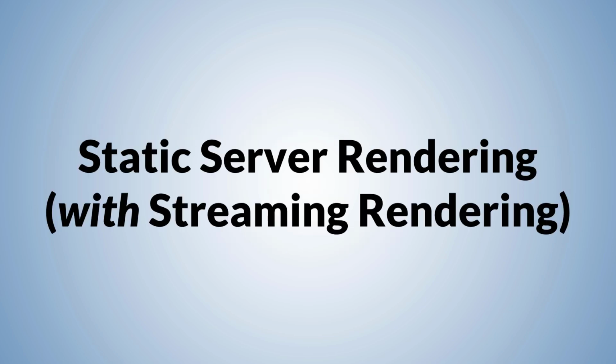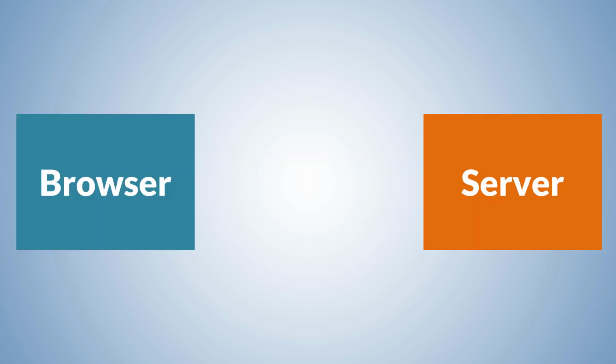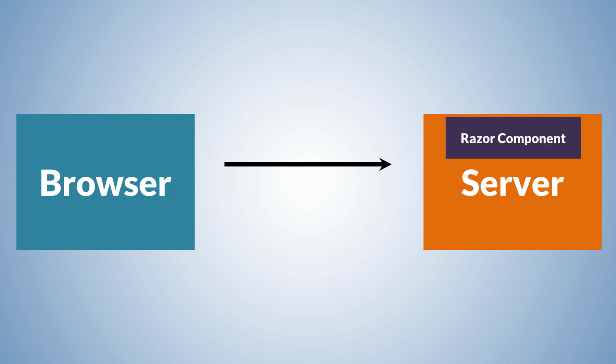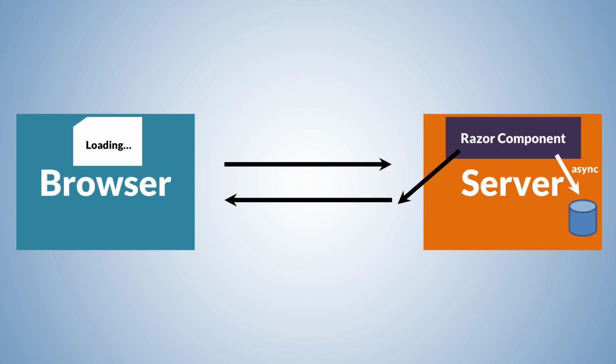Now let's see how static server rendering works with streaming rendering turned on. Here again, the browser sends a request to the server. On the server, the request is routed to a Razor component. Now the Razor component may perform a long-running operation such as querying a database for data. And while that is happening, the page will be initially rendered to HTML with its layout and some placeholder, and that HTML will be added to the response and sent back to the browser. The browser then displays the web page with the placeholder.